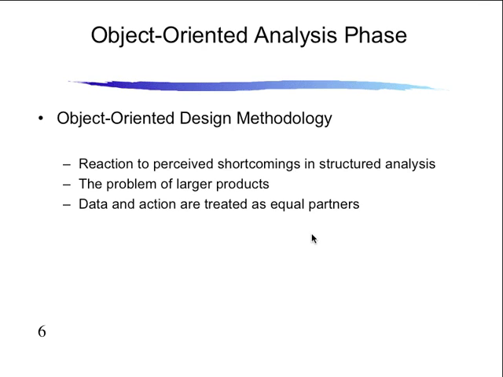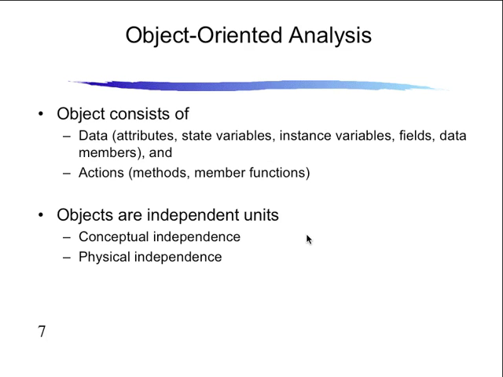So the problem with larger projects is putting it together and seeing the big picture. So UML actually allows you to see it. The data and the actions are treated as equal partners instead of being separated out. The object consists of data. We've seen that already. And we actually know what an object is because we talked about entities. Those are objects. And so we have the data, the attributes.